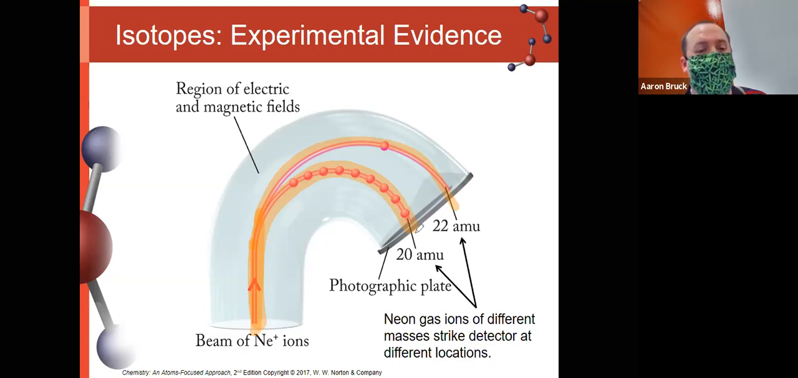And we see 2 things. First of all, we see that there are 2 different masses that are present. The other thing that we see is that this photographic plate shows that the 20 AMU spot is much, much larger than the 22 AMU spot, which means that there's way more at 20 AMUs than at 22.